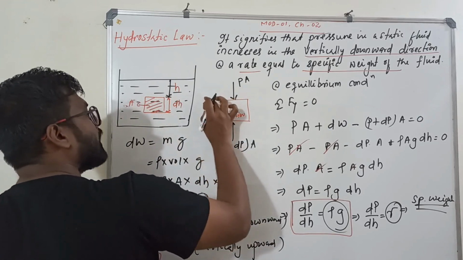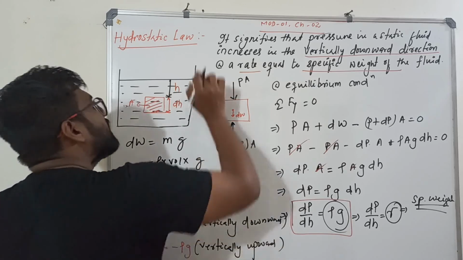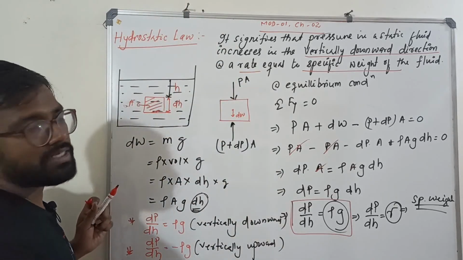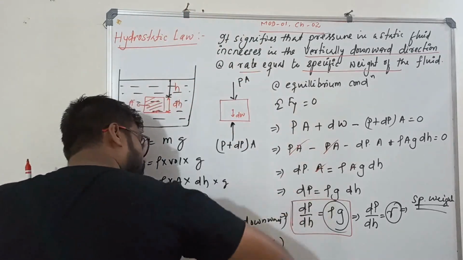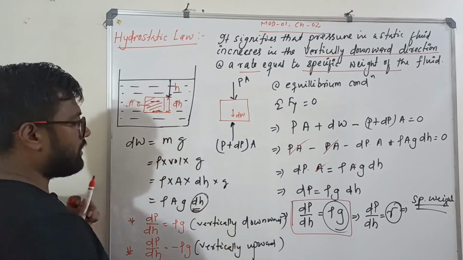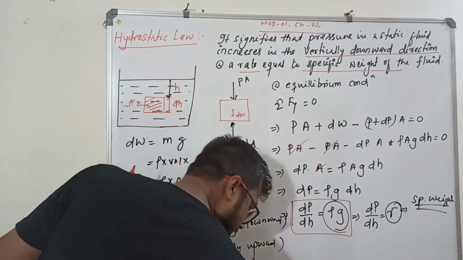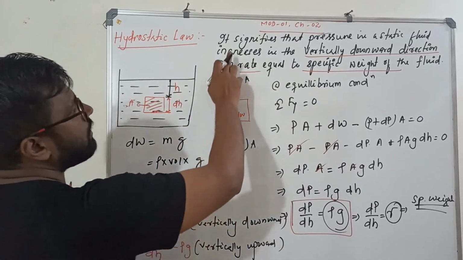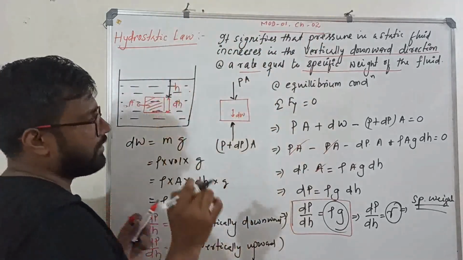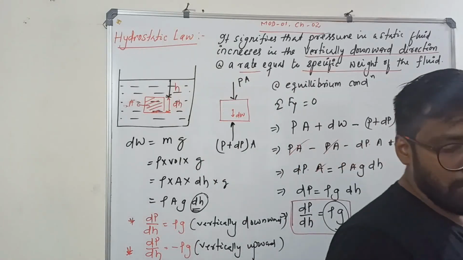That means in such a case pressure will decrease. If we are going like this, pressure is increasing, so this is vertically downward. As the depth increases, what happens to your pressure? Pressure also increases. Pause the video and note it down.